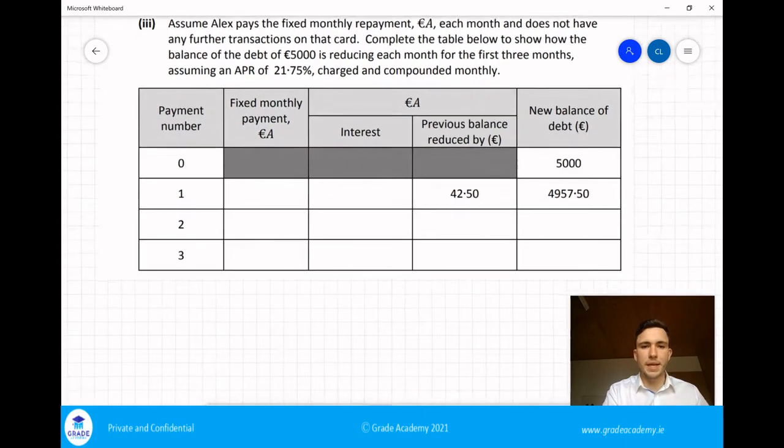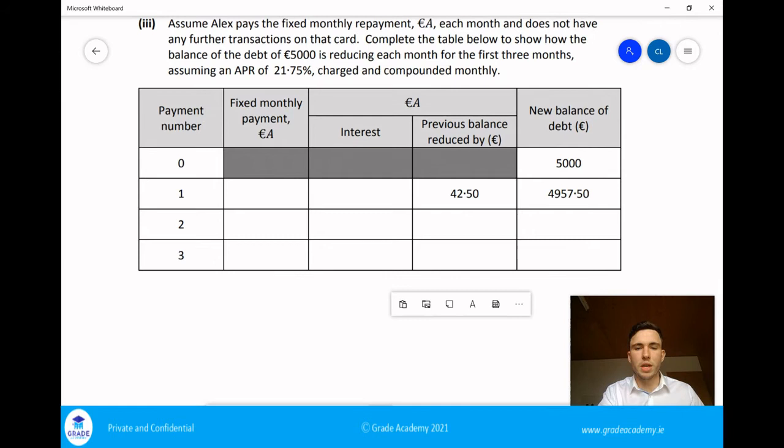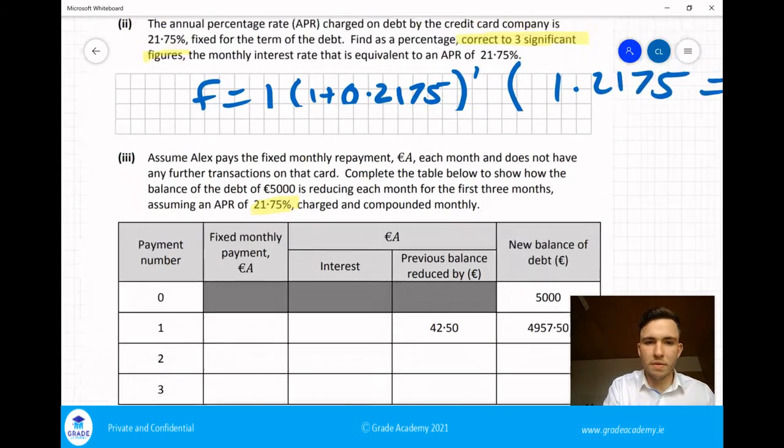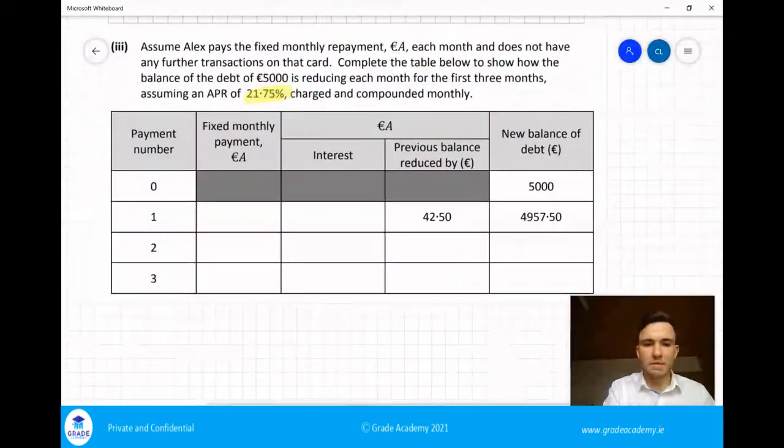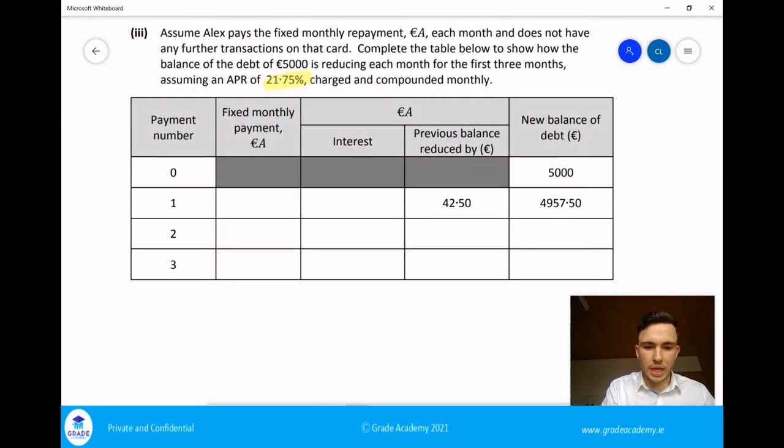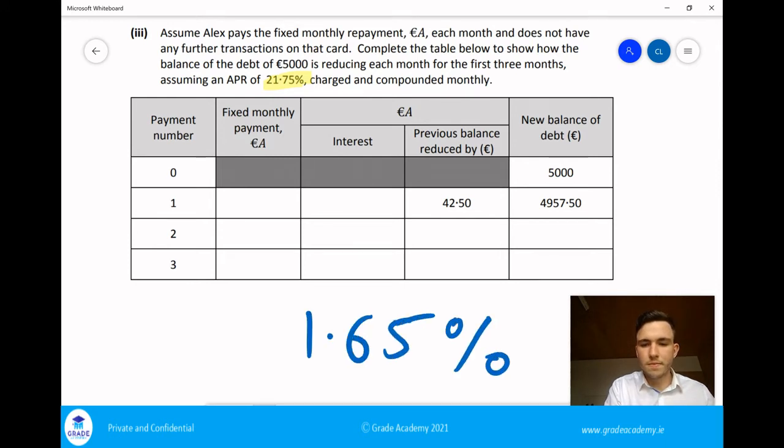So assume Alex pays the fixed monthly repayment, A, each month and does not have any future transactions on that card. Complete the table below to show how the balance of the debt of €5,000 is reducing each month for the first 3 months, assuming the APR of 21.75% charged and compounded monthly. So we've just figured out, I know I've rubbed it out here, but the monthly interest rate was 1.65%. That was our monthly interest rate.